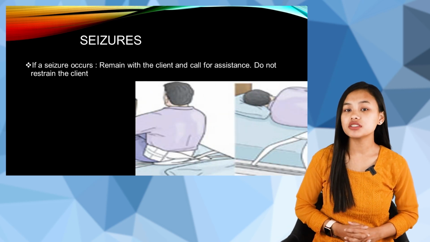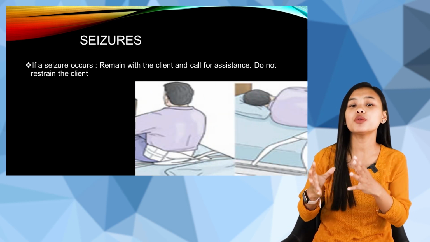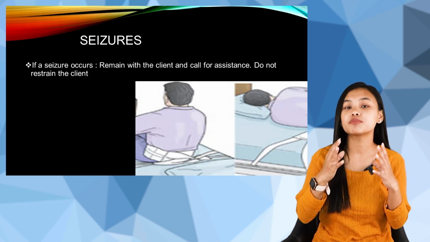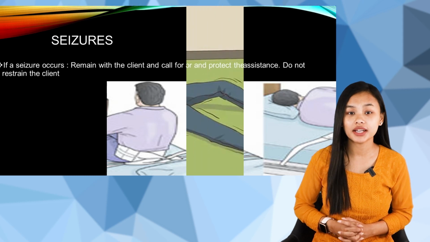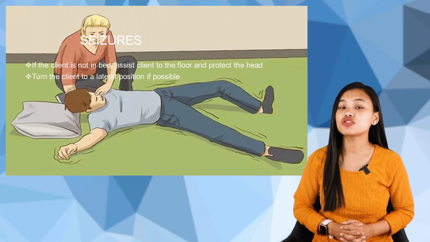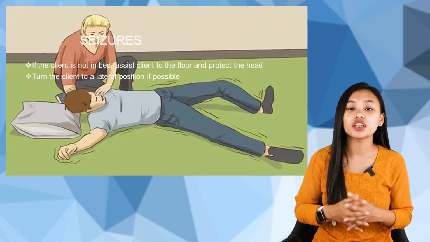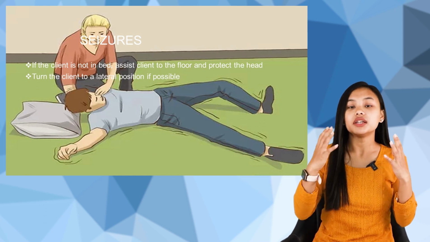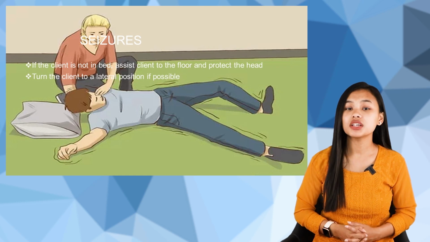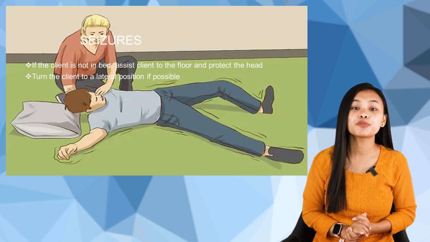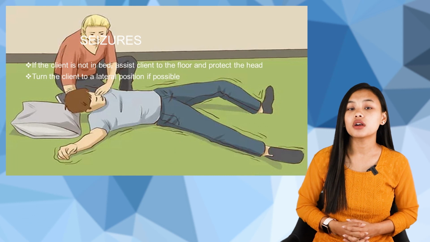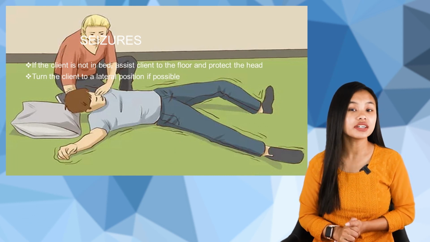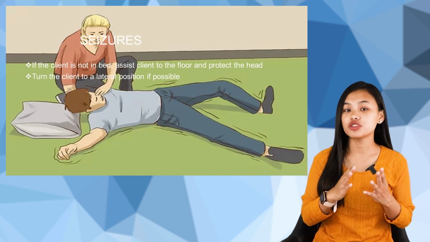And if seizure occurs, then what you must do is that you must remain with the client, as well as call for assistance if required, but you must make sure that you should not restrain the client. And if the client is not in bed when the seizure is occurring, then you must assist the client and also protect their head so that they do not injure their head, as well as you should loosen their clothing, especially the clothing around their neck and their chest. And also it is best if you can turn the client in a lateral position.